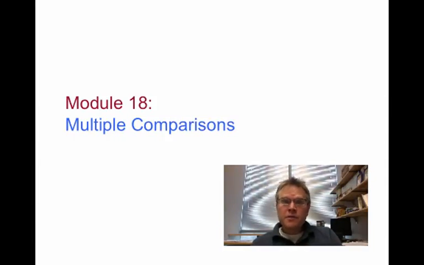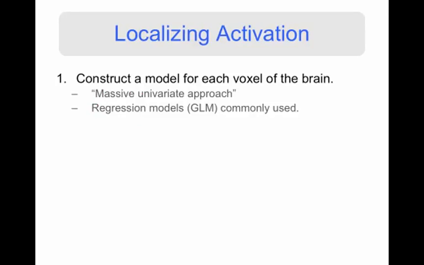Hi, in the previous modules we've talked about doing single subject and group level GLM analysis. In this module we'll talk about how we can threshold the resulting statistical images, and we'll talk about the multiple comparisons problem. So to summarize what we're doing here, when we're trying to localize areas of activation, we begin by constructing a model for each voxel of the brain.